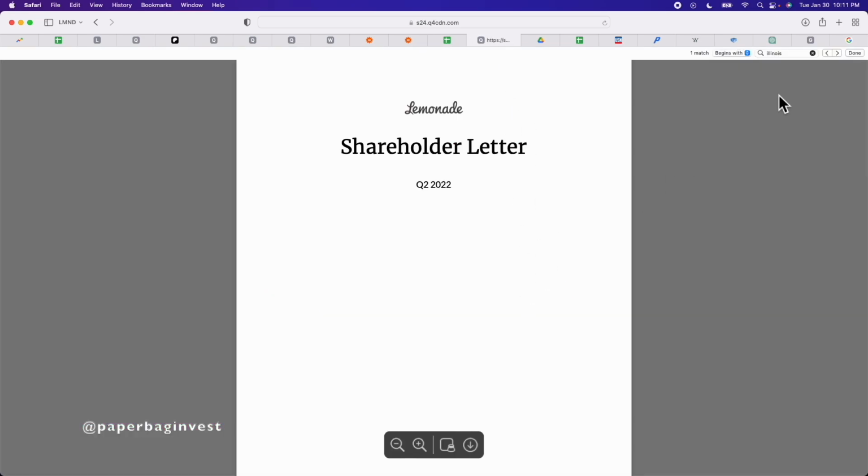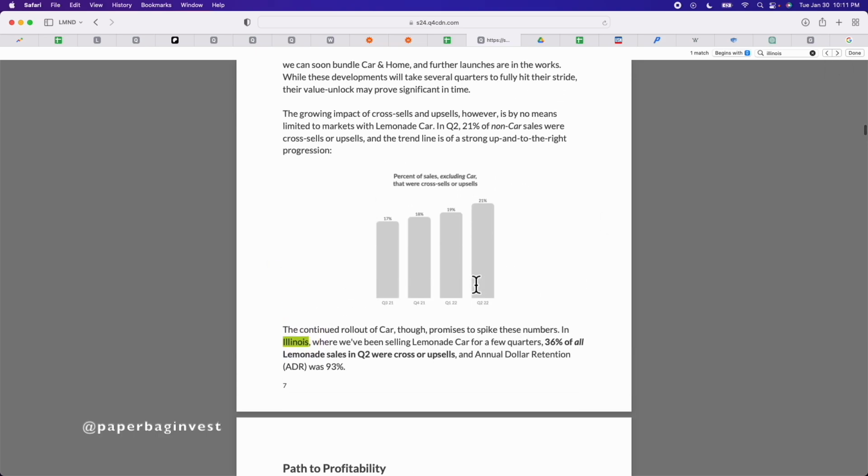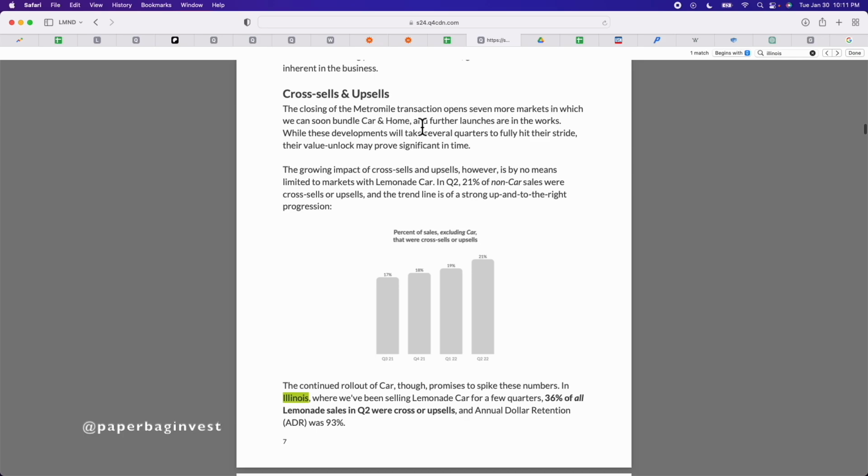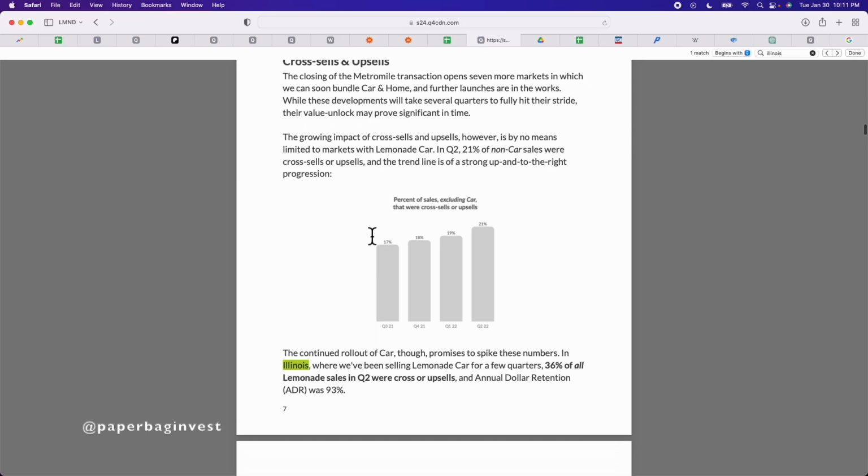and I pull up the word Illinois and flip down to that paragraph, cross-sells and upsells. They closed the Metromile transition. They started having more markets that offered car and home. And they even talk about here the percentage of sales excluding car, so in this graph they're just excluding car and talking about everything else. The percentage of sales excluding car that were cross-sells or upsells continued to rise up to 21%, a 2 percentage point jump from the last quarter, from 19, 18, 17% back in Q3 2021.